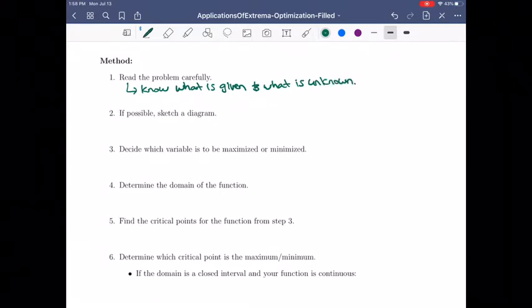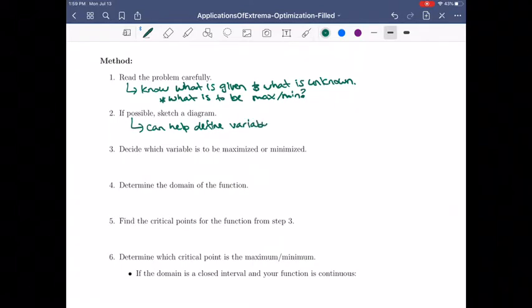Okay, so you want to know, and especially in these types, what is to be maximized or minimized. For this type, that's very important. Now, if possible, for some of these examples, a sketch will be useful. This can help you define variables. So if you can, label them on the picture, if you have a picture.